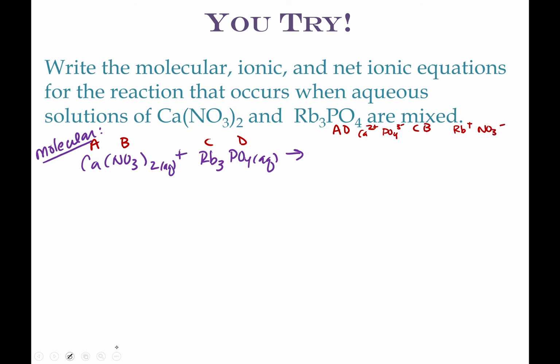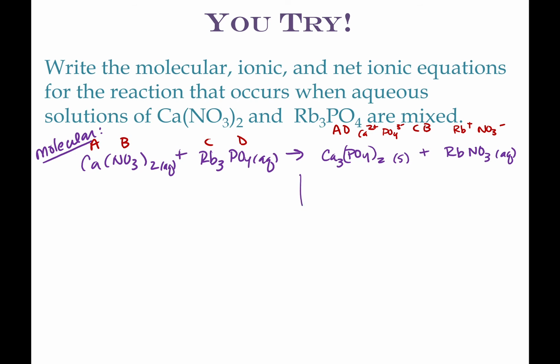So we're going to crisscross those down, and I get Ca3(PO4)2. And that's going to be solid if we look at our solubility chart. And here I get rubidium nitrate. Both are soluble, so that would be aqueous, as rubidium is group 1 and nitrates are all soluble.